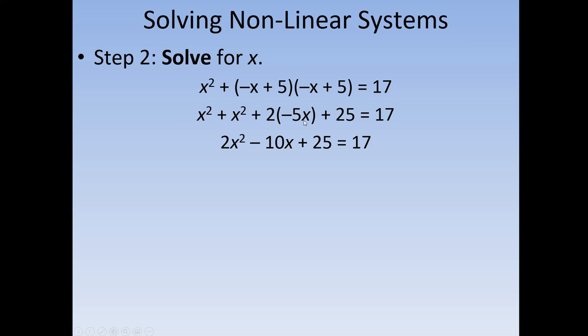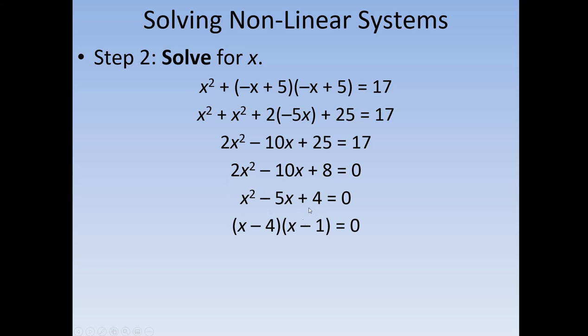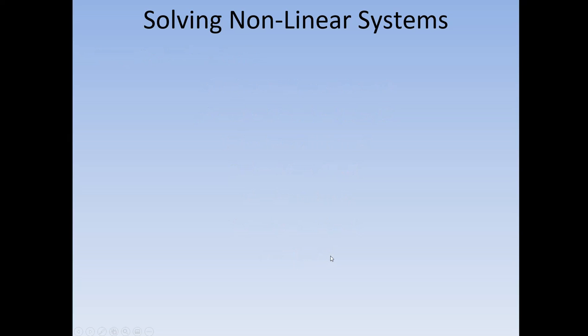I can combine like terms to get this. Subtract the 17 over. Since I have a leading term of 2, I'm going to divide all the other constants by 2. And now I can just solve this. This is factorable. If I factor this, I get x minus 4, x minus 1, because negative 4 and negative 1 multiply to get 4 and add to get negative 5. Now that we have the factors, I can set each individual factor equal to 0. So I end up getting x equals 1, 4. So those are my x terms.